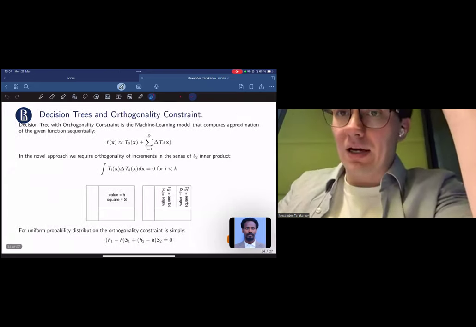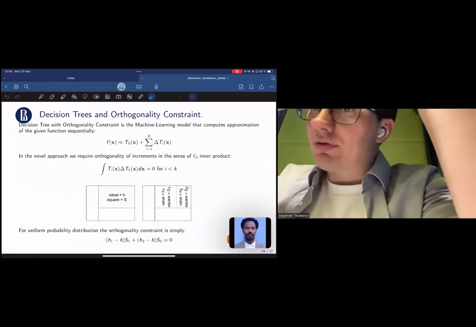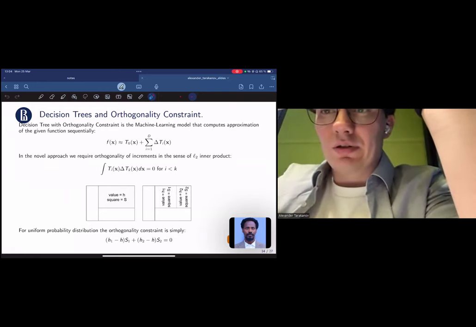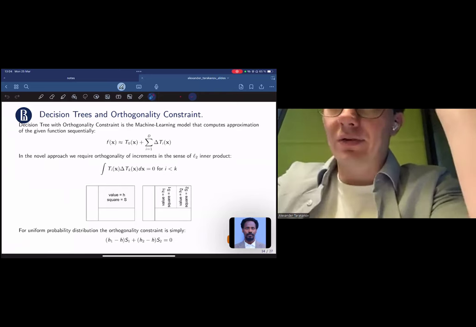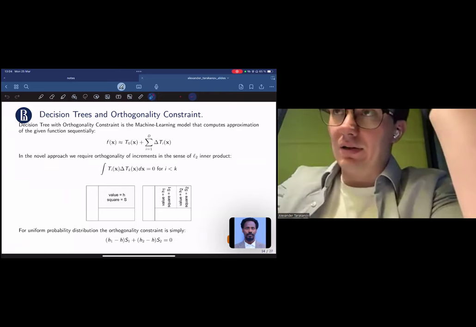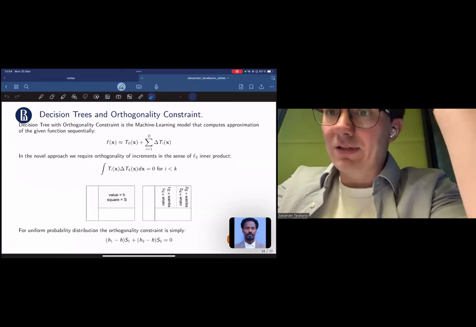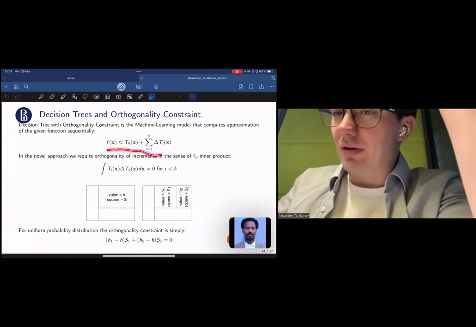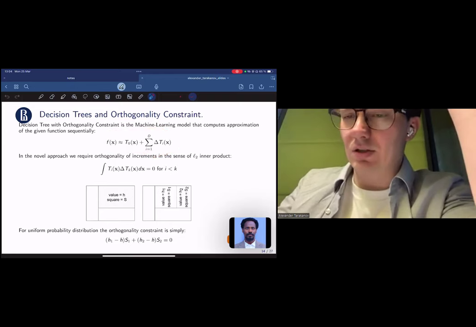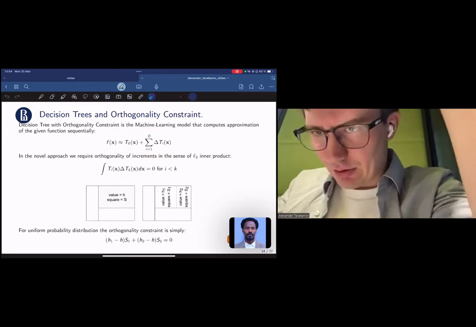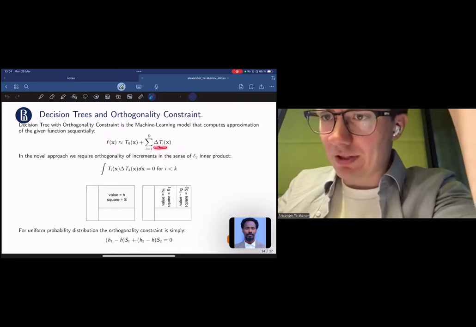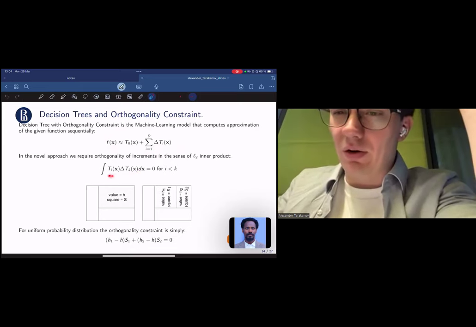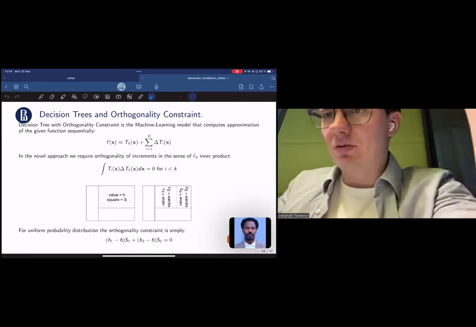In our work, we introduce a little modification to this algorithm. Basically, we add an orthogonality constraint. We consider the same decomposition of the decision trees, but what we are doing is forcing all the increments to be orthogonal to the previously constructed trees.